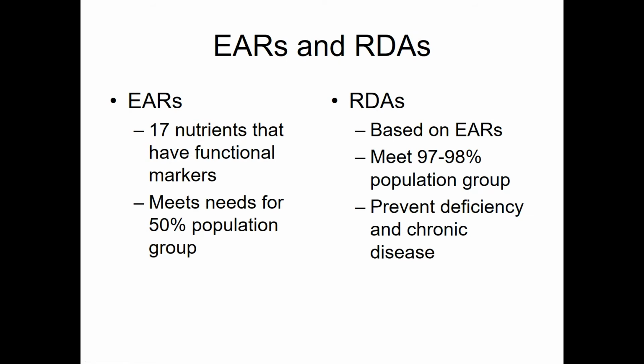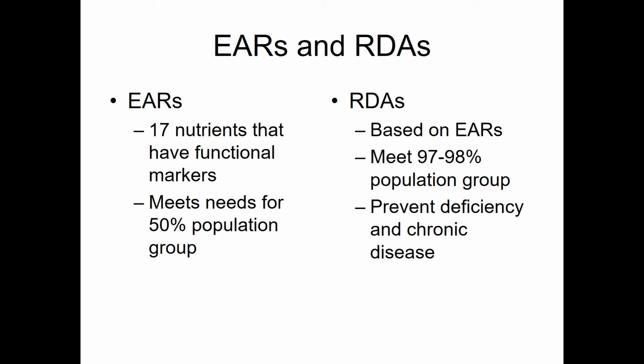EARs, or estimated average requirements, are an average. Another word for average is 50th percentile. And EARs fulfill the needs of half the population. We have EARs for nutrients that have good biomarkers in the body, producing a very measurable effect.